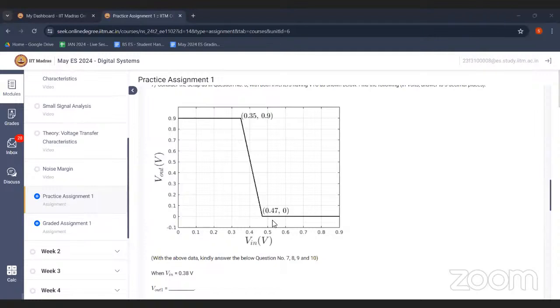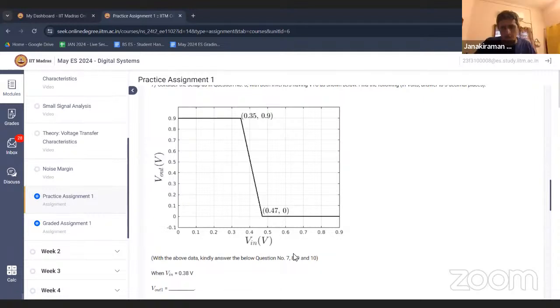Yes, sir. I had drawn this graph somewhat like this only, sir. Okay, so I would like you to now do this experiment and see for yourself what is happening when you cascade two NAND gates.